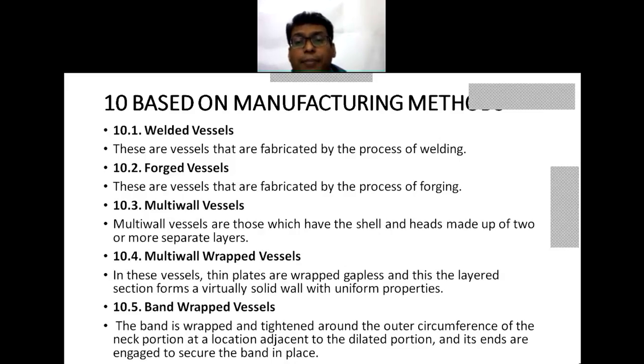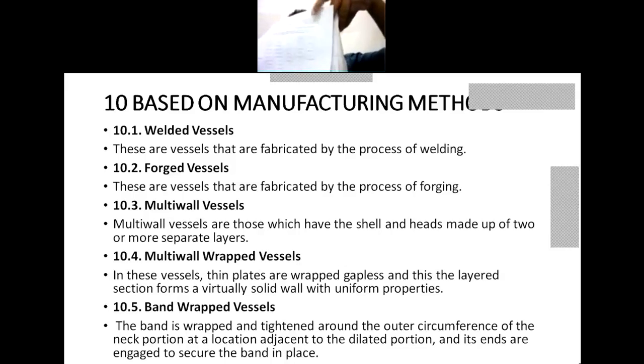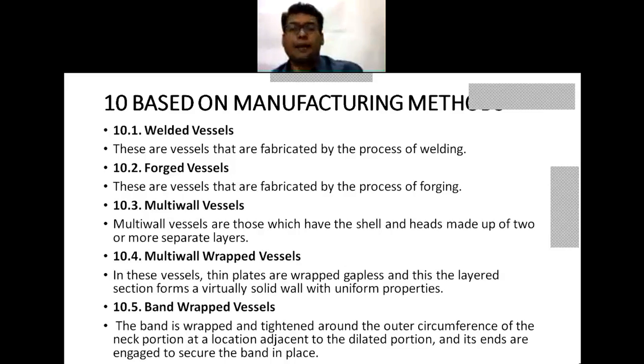Then multi-walled wrap vessels. So you are going to wrap one sheet over another. If this is one sheet, then I give the curvature for this, and again I wrap the second sheet over that. So it's a multi-walled wrap vessel. In this vessel, the thin plates are wrapped gaplessly, and the layered section forms a virtually solid wall with uniform properties.